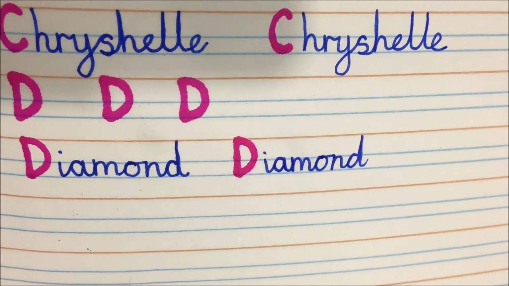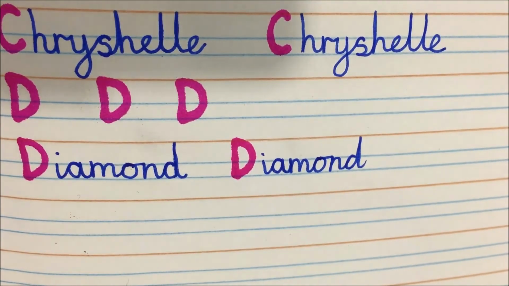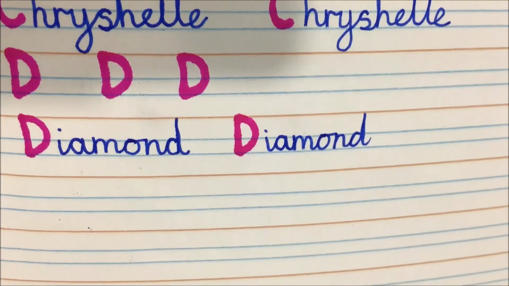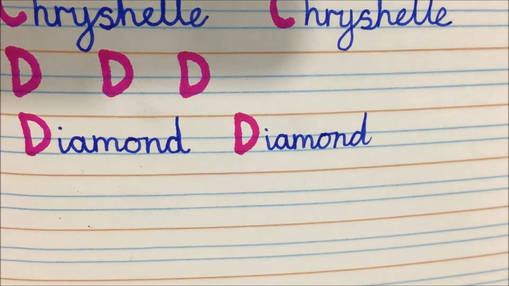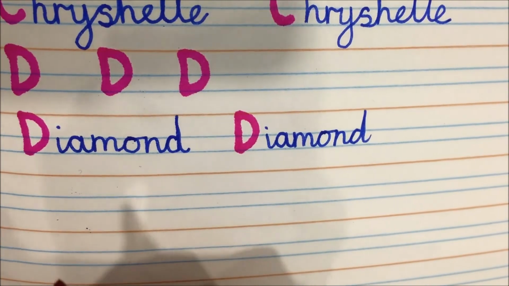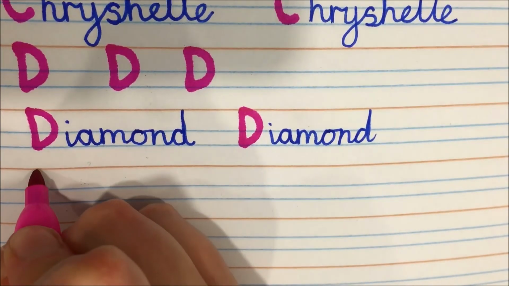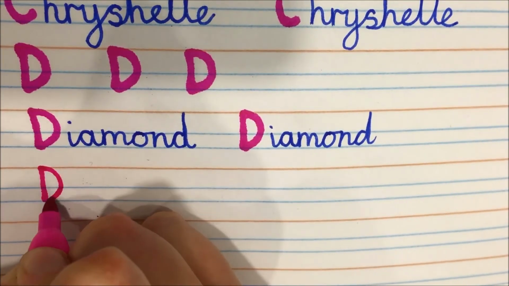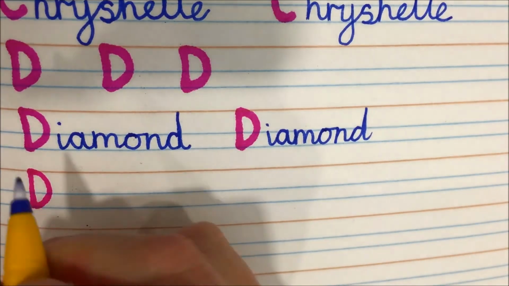The last one we're going to write is a month of the year. Which month in the year begins with a D? I'll give you a clue. It's when Christmas is if you celebrate Christmas. It's December. Every month of the year starts with a capital letter. Top red line, bottom blue line, tummy. Then, can you remember how to spell it?